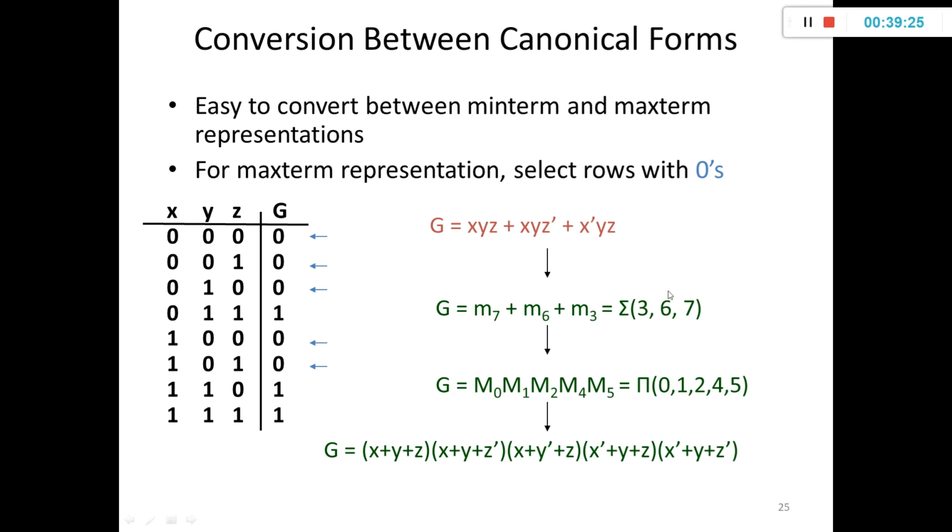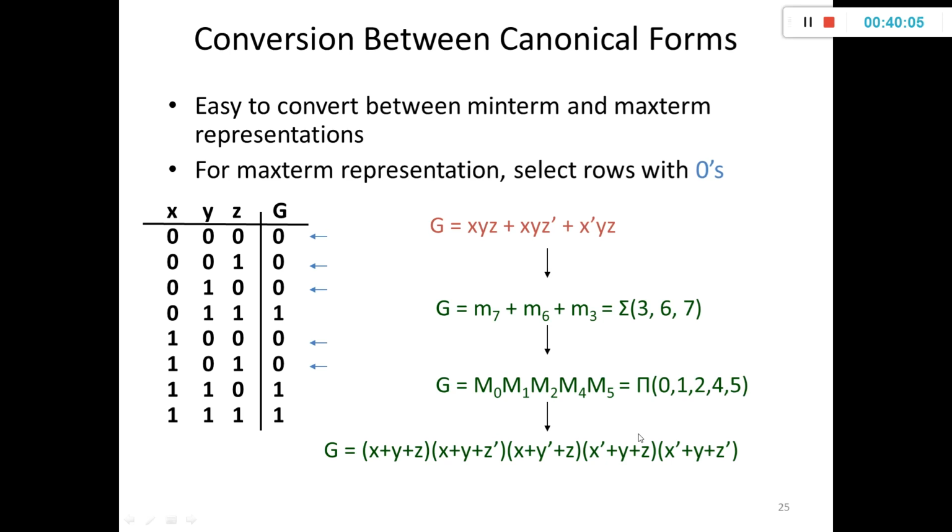Can you observe this? SOP has 3, 6, 7, and the maxterm has the terms which are not there in the SOP. 0, 1, 2, 4, 5 is the representation for the maxterm. How do you represent 0? 000, so x plus y plus z. How do you represent 1? 001, so x plus y plus z bar. Next, the representation of 2 is x plus y bar plus z. Similarly, 4 and 5.